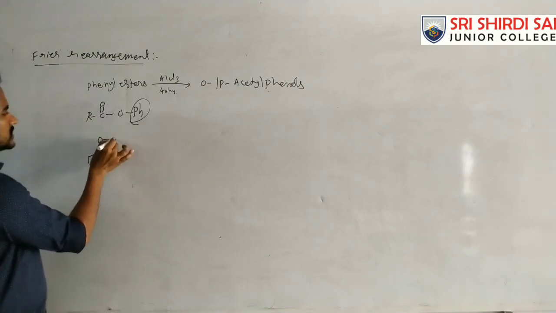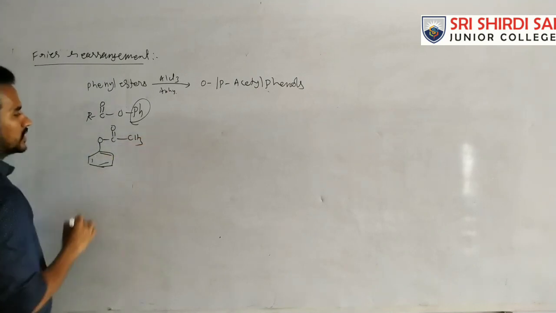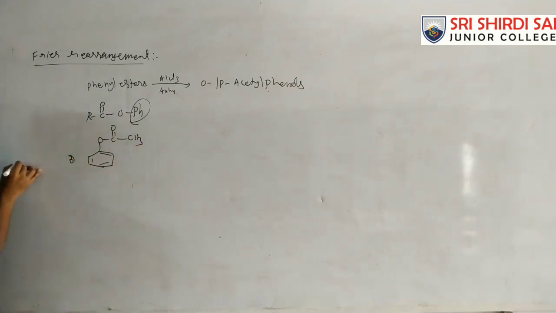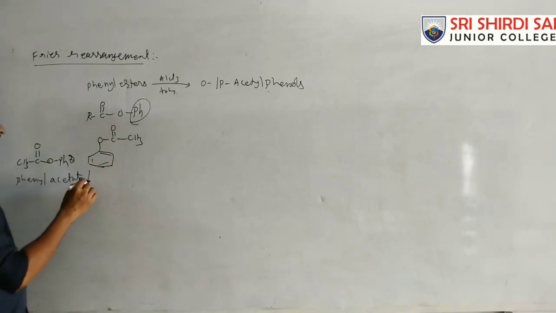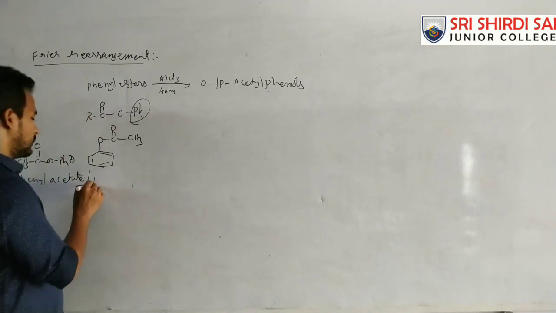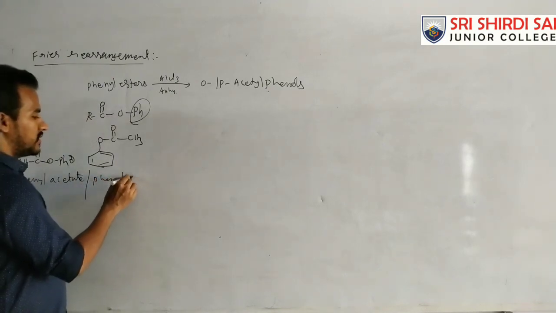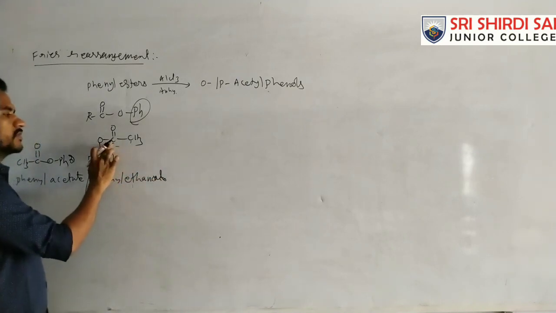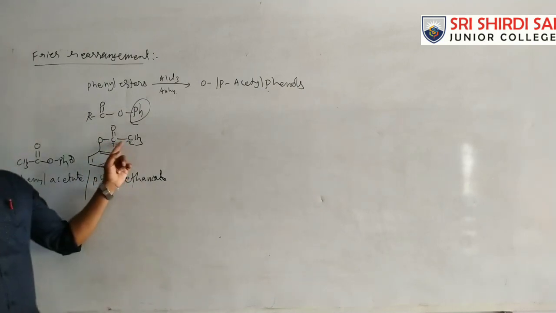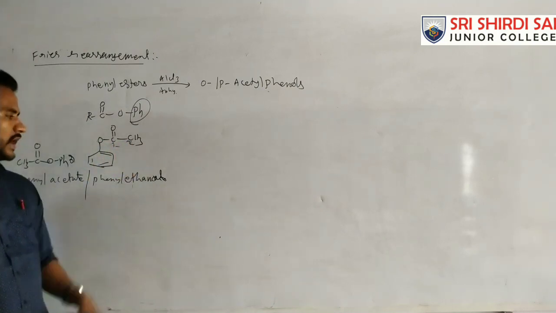C6H5-OC(=O)CH3. So this compound can be written like this also, CH3C=O and this one phenyl benzene ring. That means here this compound can be named as phenyl acetate or phenyl ethanoate. Two carbons are ethanoate and this is the phenyl group. So phenyl ethanoate.